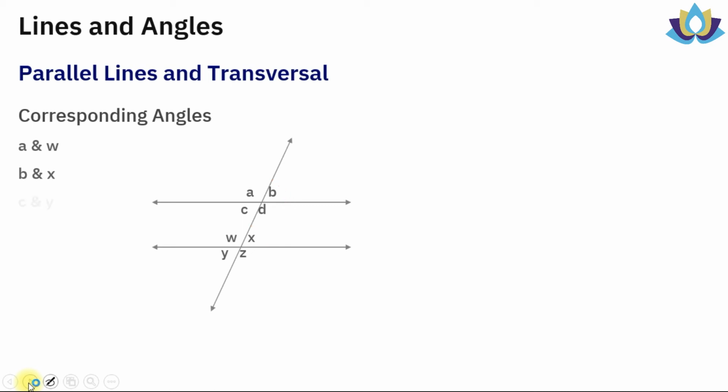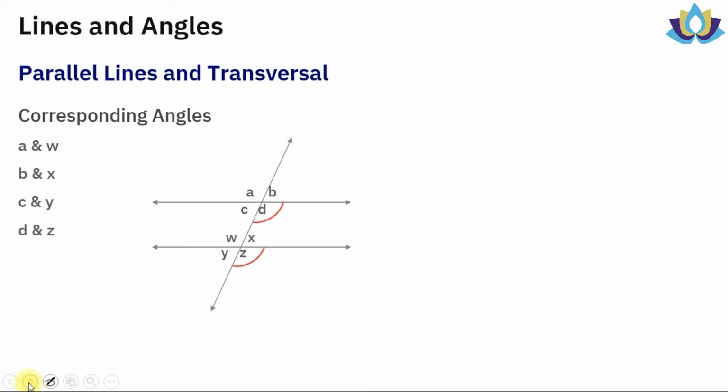The next two pairs are C and Y. This is one more pair. This is a third pair of corresponding angles. So many times people see the corresponding angles on the upper side, which were A and W and B and X. People don't see it immediately, the angles which are available on the lower side of the line. So C and Y, they are corresponding angles as well. And the same way, D and Z will also be called corresponding angles.